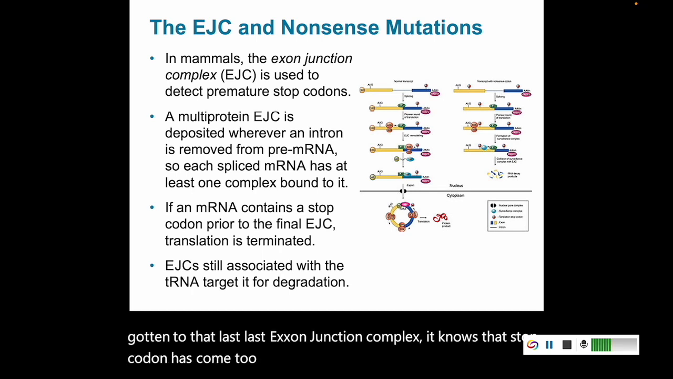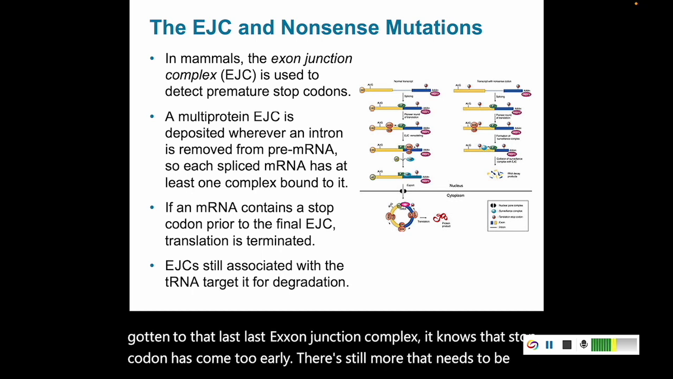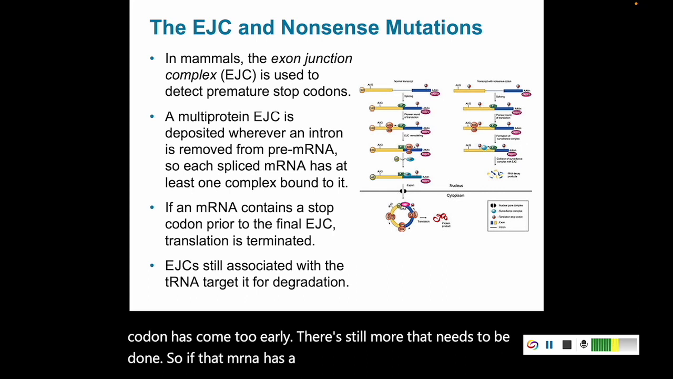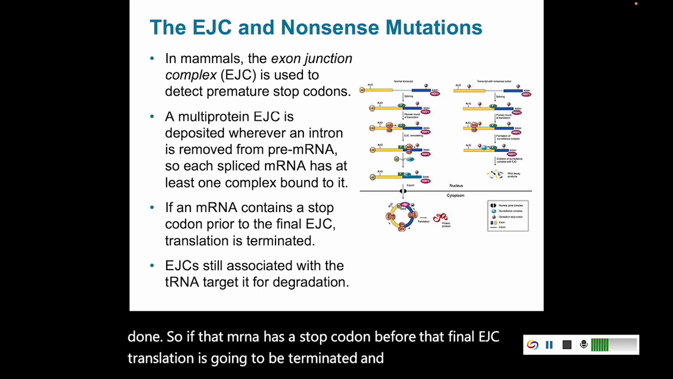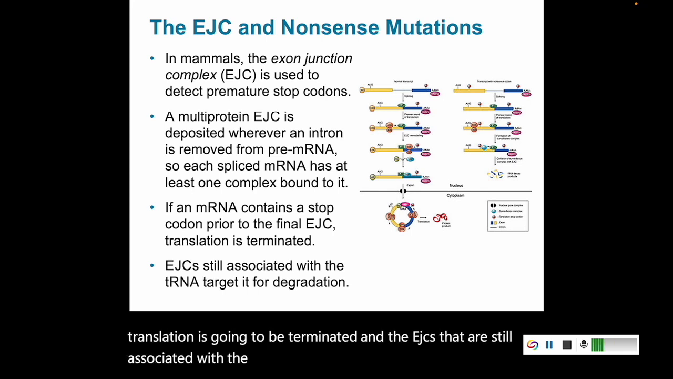There's still more that needs to be done. So if that mRNA has a stop codon before that final EJC, translation is going to be terminated. And the EJCs that are still associated with the mRNA will target it for degradation.